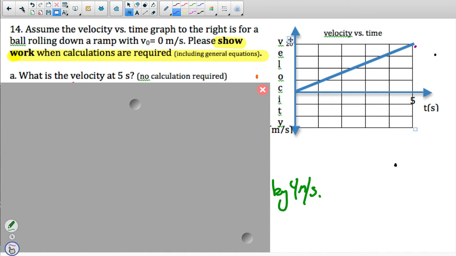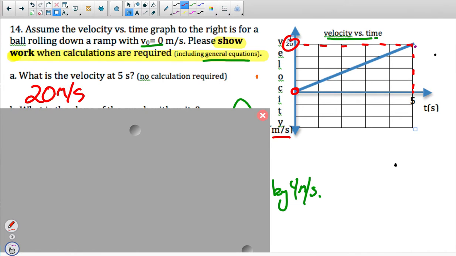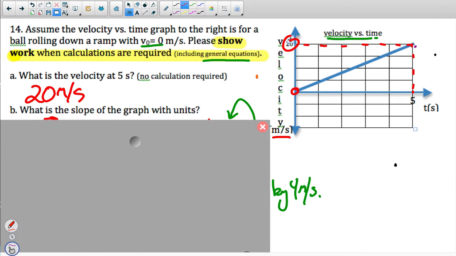It says, assume the velocity versus time graph to the right is for a ball rolling down a ramp with a starting velocity of 0 meters per second. Show your work when calculations are required, including general equations. So we have a velocity versus time graph. It looks like the starting velocity is 0, and at 5 seconds, the velocity is 20 meters per second. So we can just plop that down. What's the velocity at 5 seconds?